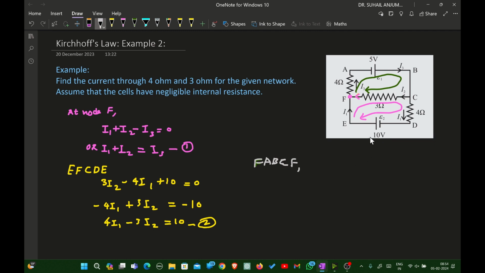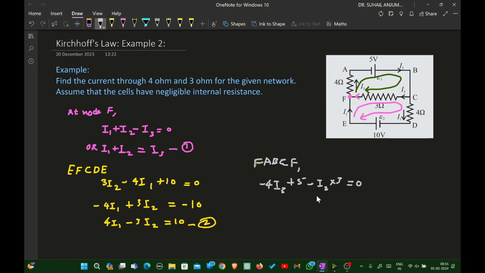Okay. BC. So for this particular loop, we can see that I3 is flowing like this, and the loop is in the same direction. So therefore, if current and the loop is in the same direction, we have to write minus sign. So there will be minus 4 times I3. Then there is a battery there. Now the voltage goes from low to high here. Therefore, we have to consider it as positive. So it will be plus 5. Then we have this current I2 flowing through this 3 ohm resistance. Now the direction of the current and the direction of loop is same. So we have to consider it as negative. So it will be minus 3 I2, is equal to 0.